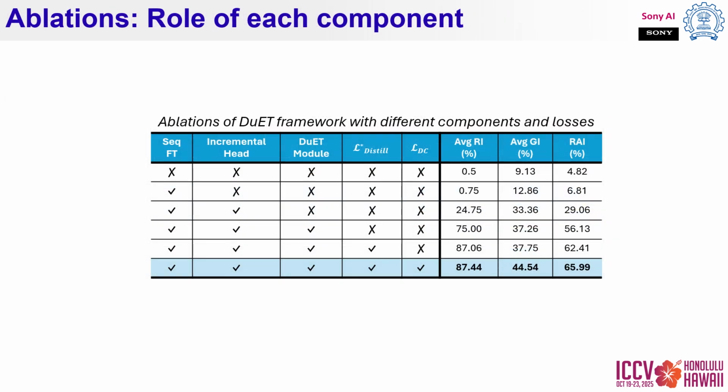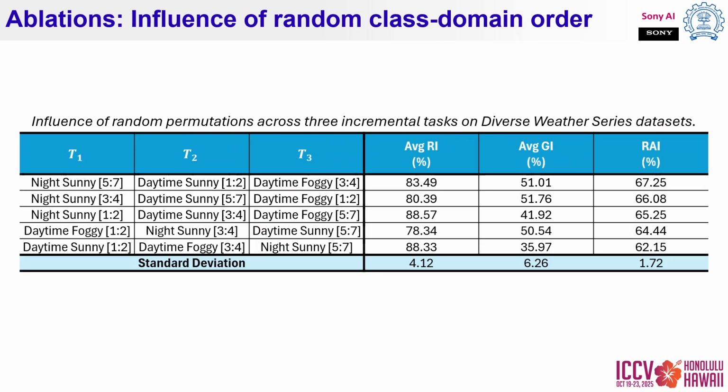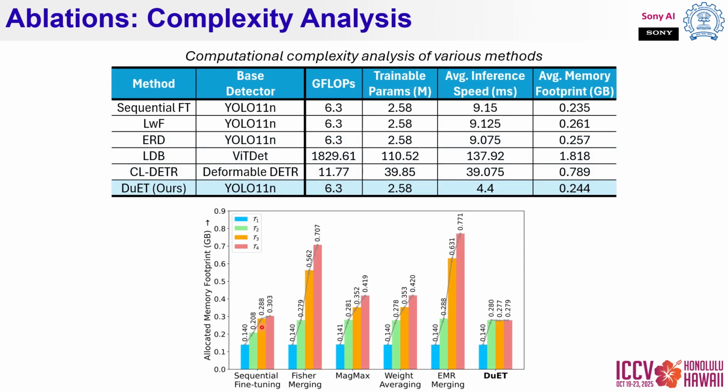Next, we can see the contribution of each component and losses in improving the overall performance. In this table, we can see that DuET is not affected by the order in which classes or domains are introduced incrementally. In complexity analysis, we can see that DuET preserves the real-time inference speed of its base detector and does not increase memory footprint, unlike other task arithmetic approaches where memory grows linearly with tasks.